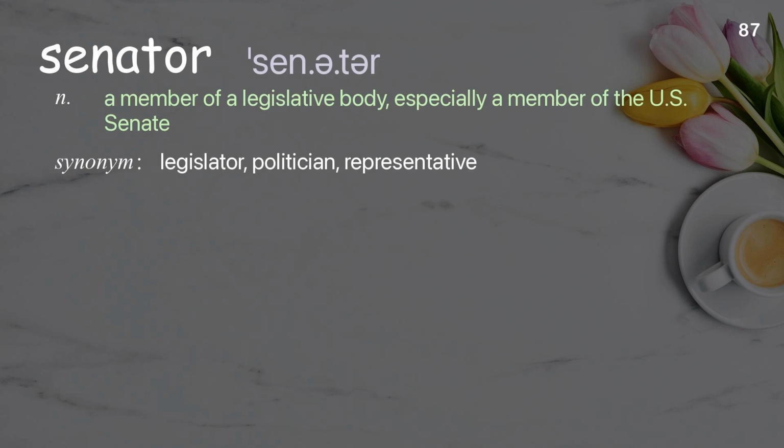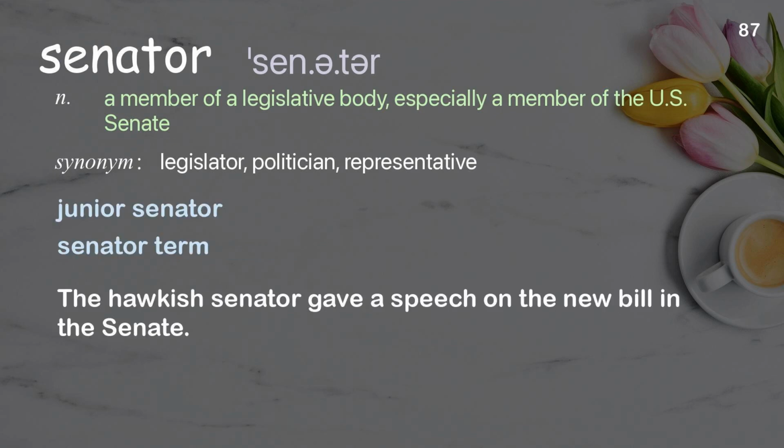Senator. A member of a legislative body, especially a member of the U.S. Senate. Examples: Junior senator. Senator term. The hawkish senator gave a speech on the new bill in the Senate.